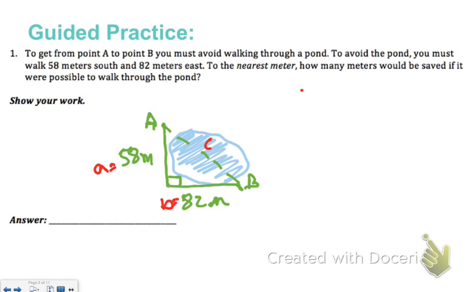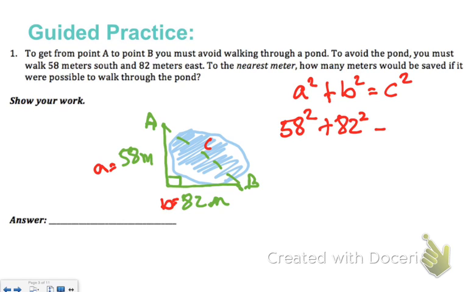So we're going to write down the formula: A squared plus B squared is equal to c squared, and we're going to substitute our values. So 58 squared plus 82 squared is equal to the hypotenuse squared.